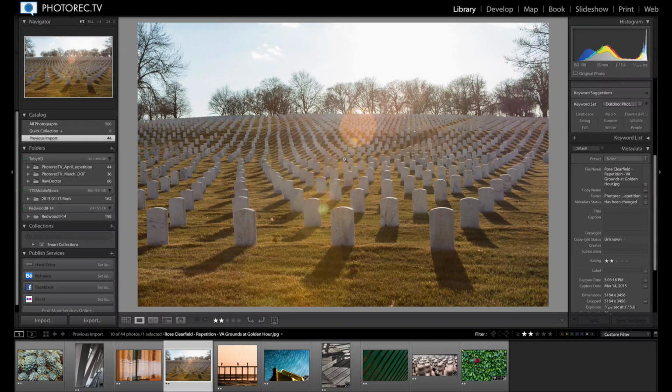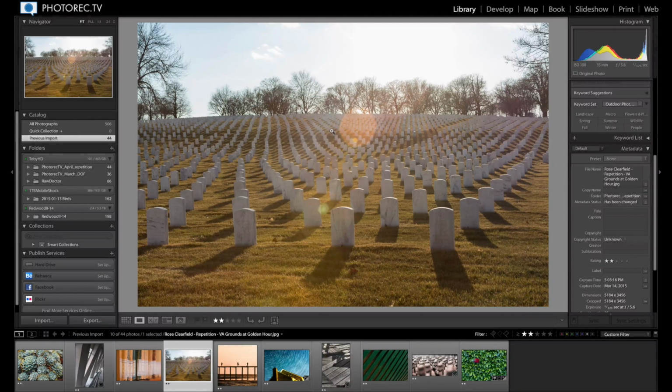Right. Looks like you're shooting almost directly into the sun based on the direction of the shadows. If you didn't have a lens hood, you could try using your hand to shield the lens as well. That's a good technique at times. Yeah. And I agree too. I don't like the lens flare.